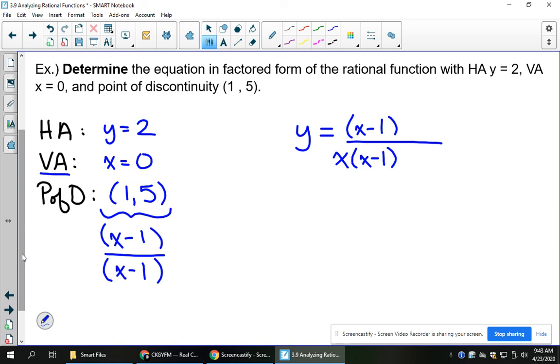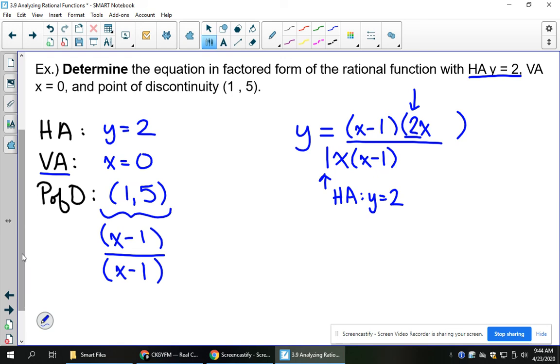Now, we know that there's something else on top that's going to give us a horizontal asymptote at y equals 2. So remember that this is going to be the coefficients in front of what's left. So we're going to have an x left in the bottom. What number must be in front of this x so that you divide it by 1 and you get 2? 2. 2 divided by 1 would give you a horizontal asymptote of 2.